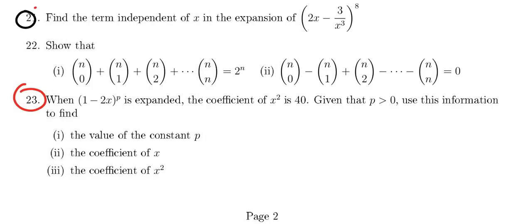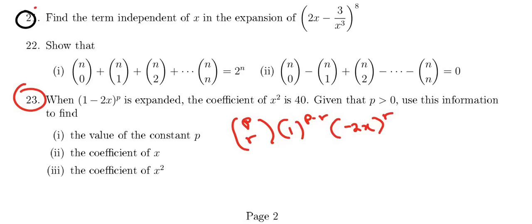Then look at number 23. They're simply saying (1 minus 2x) to the power p is expanded. The coefficient of x squared is 40, so we don't know what p is. All we know is p choose r. The first term is 1, to the power p minus r. Here we have negative 2x to the power r. They're saying 40x squared. This is what they mean. The coefficient of x squared is 40.